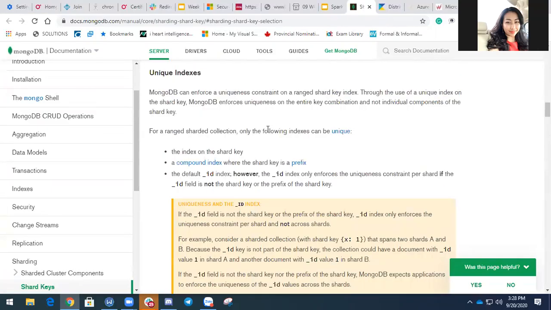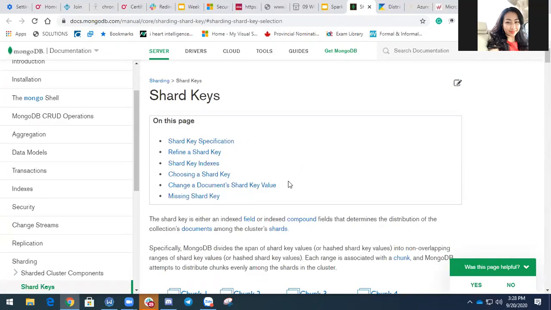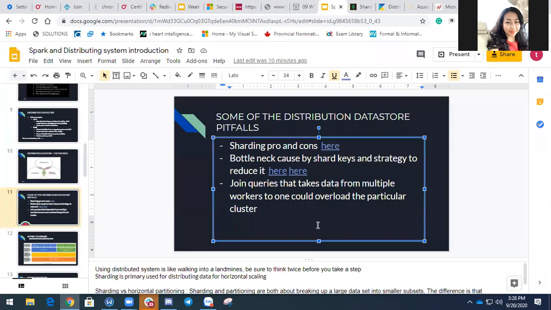In this, it talks about best practices of the shard keys and how to design shard keys that will help you later on, and avoid things such as shard key value bottleneck. So take a look at that.